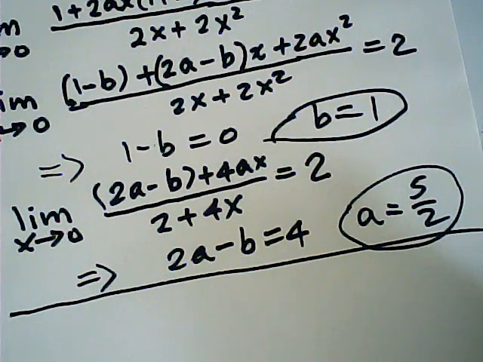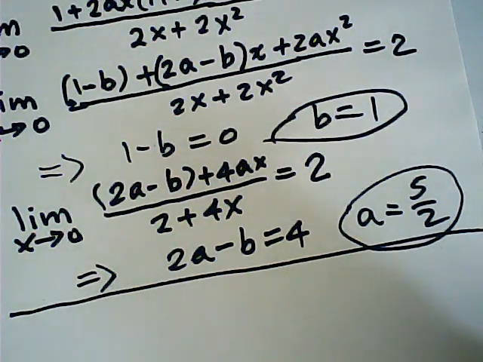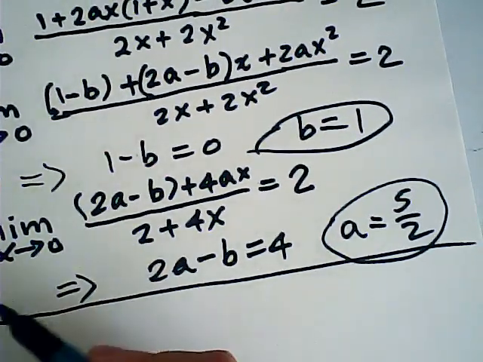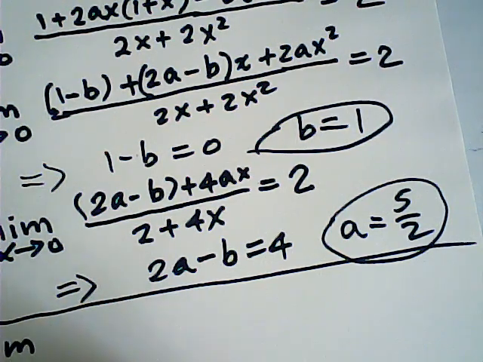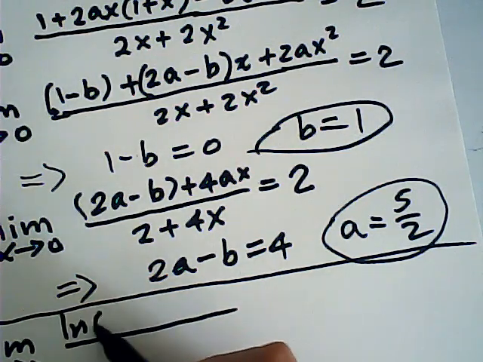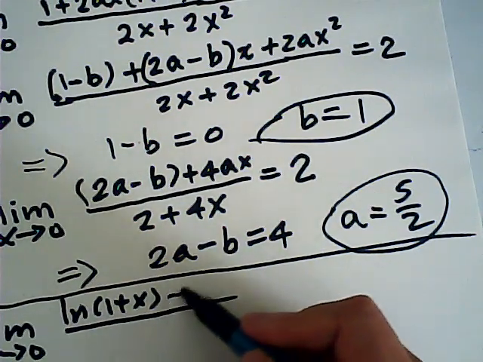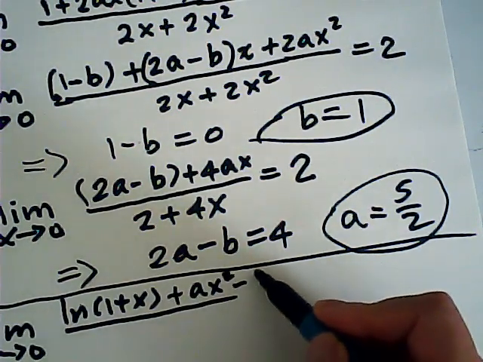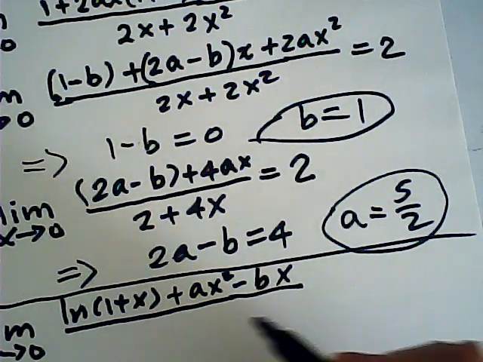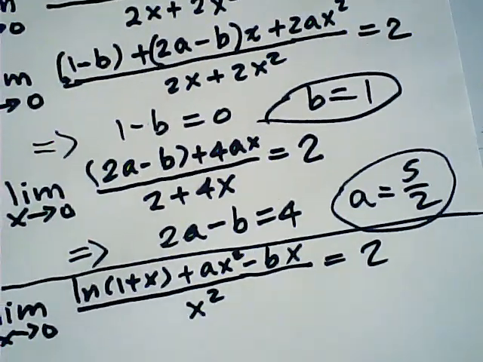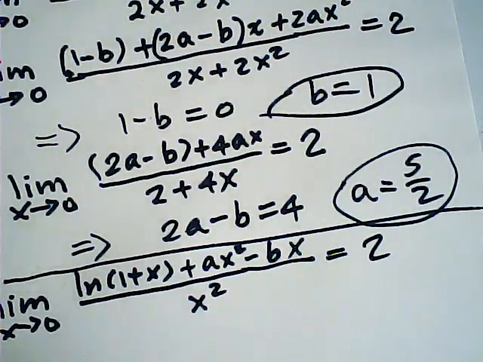Now the second method. Well, I hope the paper has enough room. The second method, the limit as x goes to 0 of log of 1 plus x, plus ax squared minus bx, over x squared equal to 2. The second method, I'm using the Maclaurin series.